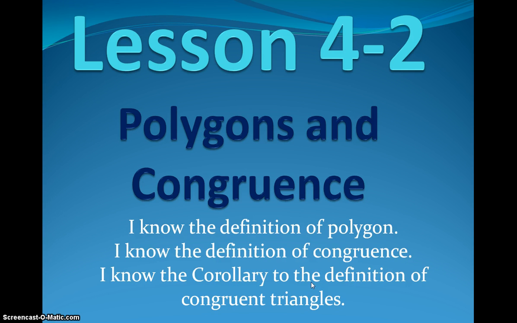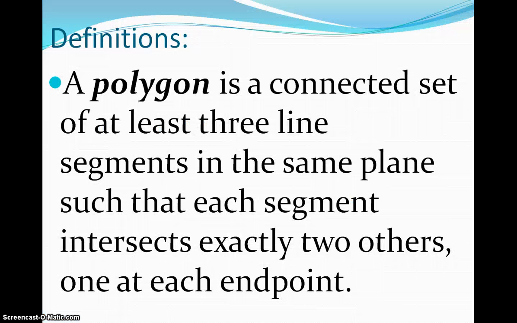This is kind of going to be a starter lesson for what we're going to be covering later into the chapter. So to start off with, just a couple definitions that I want you to write down. A polygon is a connected set of at least 3 line segments in the same plane such that each segment intersects exactly 2 others, one at each endpoint. So that's the formal definition of a polygon.